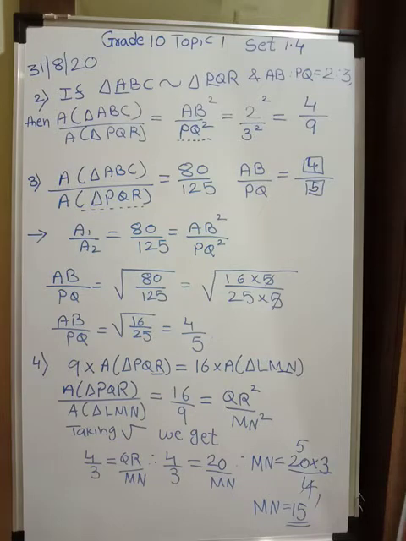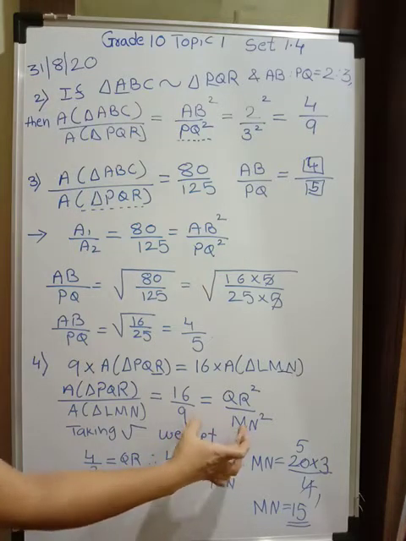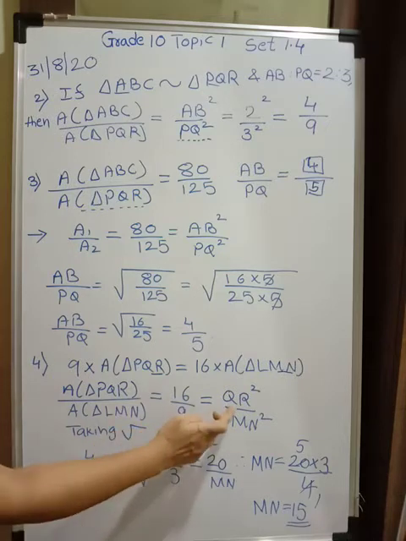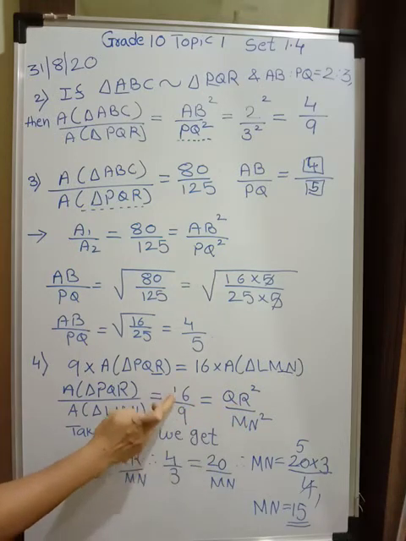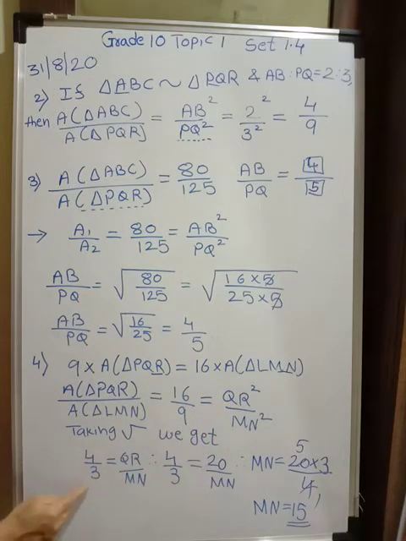1-to-1 correspondence you have to maintain. Corresponding side should be taken. Okay, so QR square upon MN square. Now once you get these two values, these are perfect squares, you can see. Alright, so if I write QR square upon MN square is equal to 16 upon 9, I can write QR upon MN is equal to 4 upon 3 because I have taken square roots from both the sides.